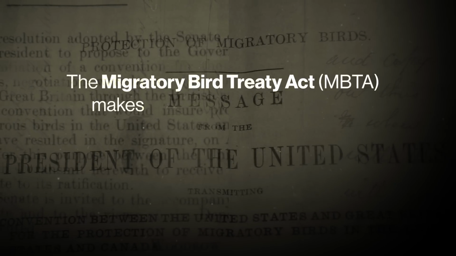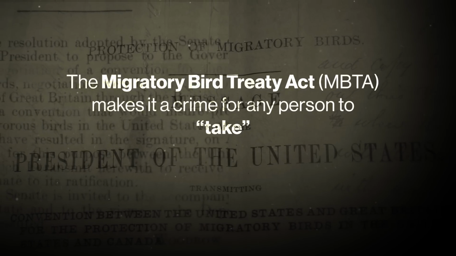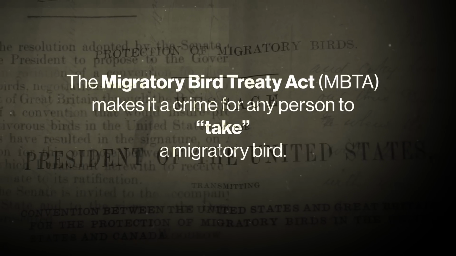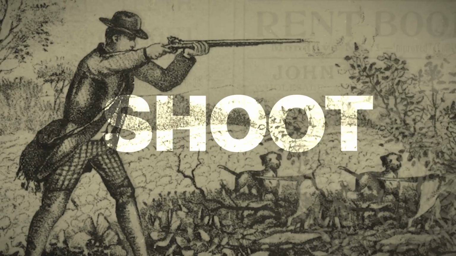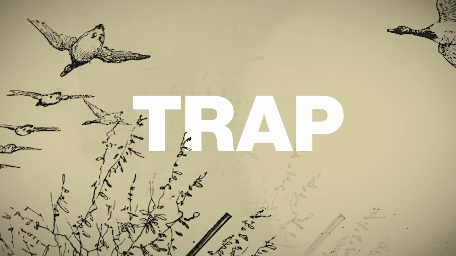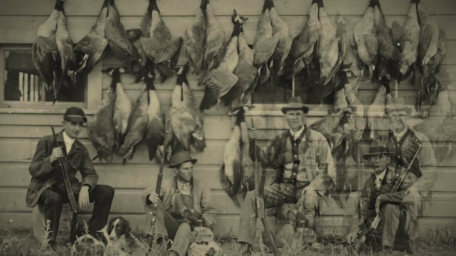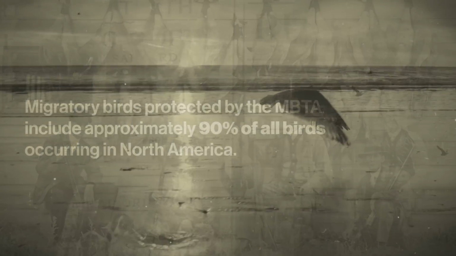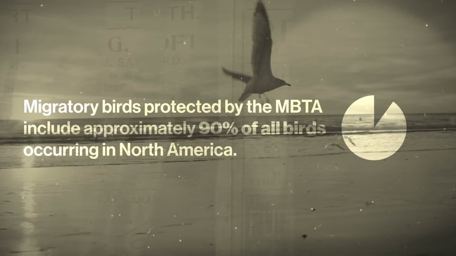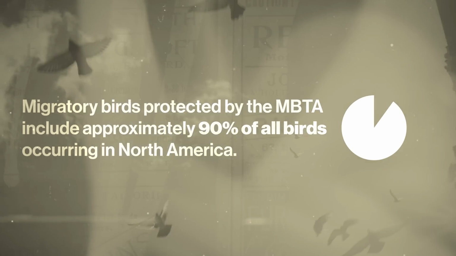The MBTA makes it a crime for any person to take a migratory bird. Take is defined broadly to include pursue, hunt, shoot, wound, kill, trap, capture, or collect migratory birds, or to attempt such activities. Migratory birds protected by the Act include approximately 90% of all birds occurring in North America.